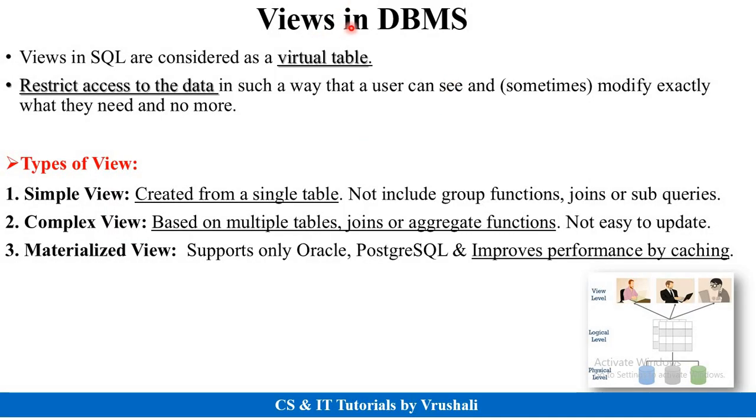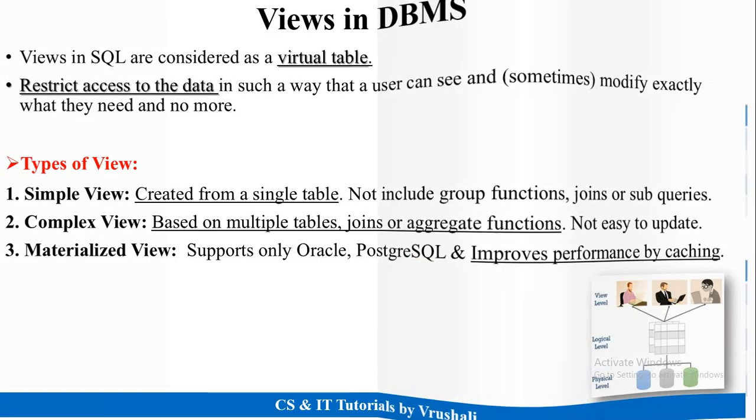Now, views in a database. A view is just a virtual table. It is a reflection of your actual table. Only the queries related to the view are stored in the database. There are three types of view: simple view, complex view and materialized view. A simple view is when you create a view of a single table. When you join multiple tables or perform aggregate functions, it is called a complex view. And a materialized view only works in Oracle and PostgreSQL databases.